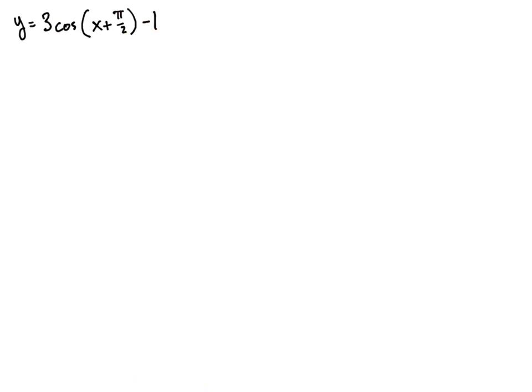All right, the next one, y equals 3 cosine of x plus pi over 2 minus 1. Writing this in the standard form, because there's no coefficient on x, it's just a 1, I can factor out a 1. You don't need to factor out the 1, but it's just to be explicit what the b value is.